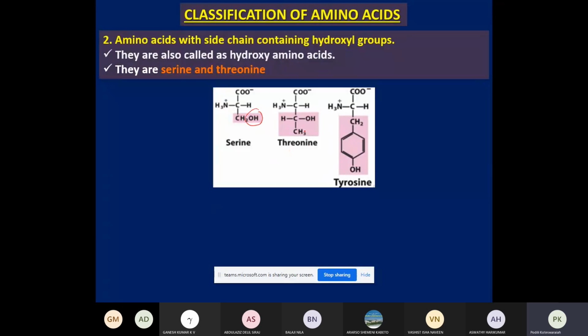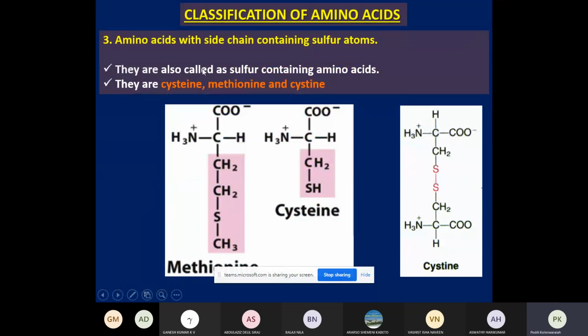You can see here all these three amino acids have the hydroxyl group. Of course, tyrosine is the aromatic amino acid, but it has the hydroxyl group. That's why it is also brought under this category. So serine, threonine, tyrosine, all these amino acids have the hydroxyl group in their side chain. And the third class is the amino acids having sulfur atoms in the side chain.